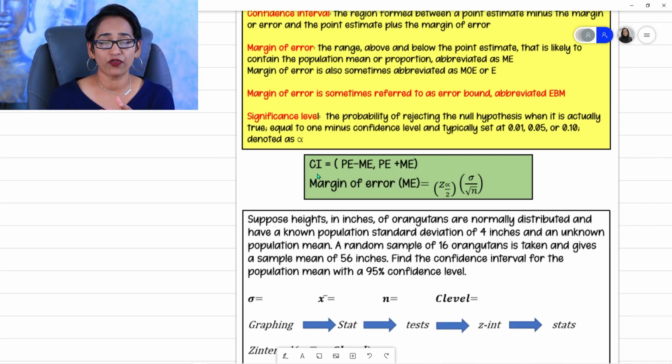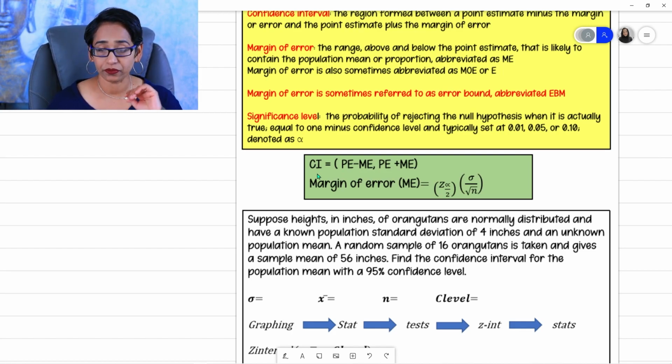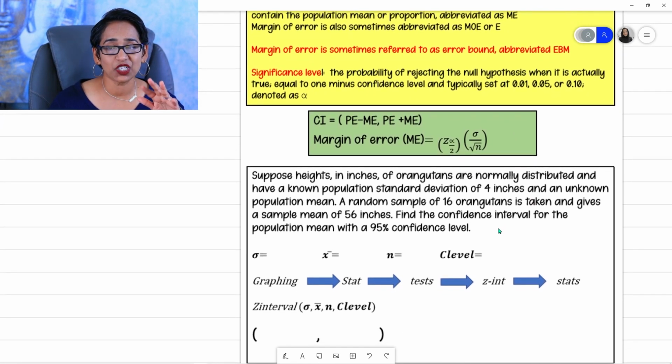There is a formula for it. Point estimate minus margin of error, point estimate plus margin of error. And the formula for margin of error is given: Z alpha divided by 2 times standard deviation over square root of n, where n stands for sample size. In your classwork or textbook, all this has been clearly explained and worked out step by step.